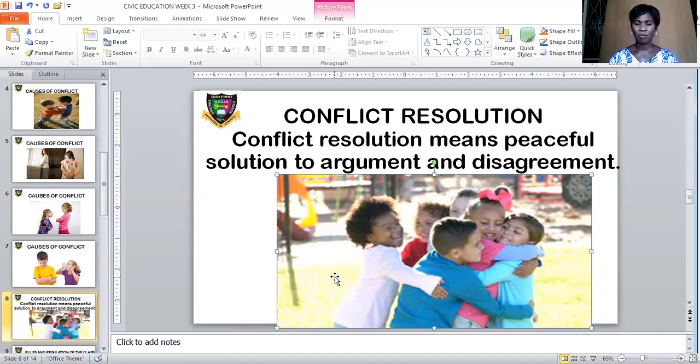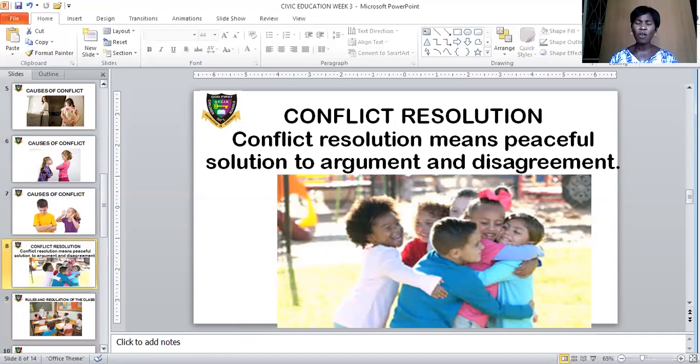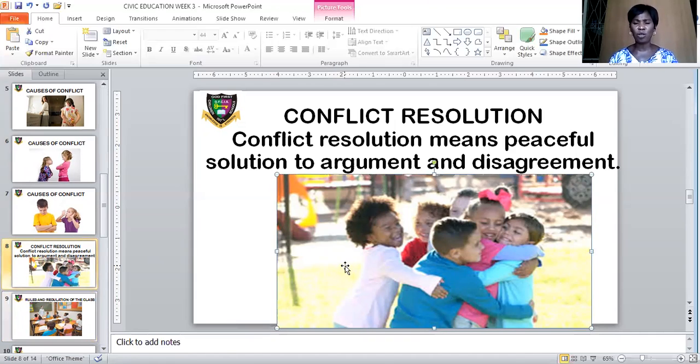Whatever happens, when you have a conflict, you have a misunderstanding with each other, you report to your teacher. If you report to your teacher or your parents, the conflict will be resolved. They will call you and make peaceful resolution between the two of you or your group, and there will be peace, and there will be no argument, there will be no disagreement again.